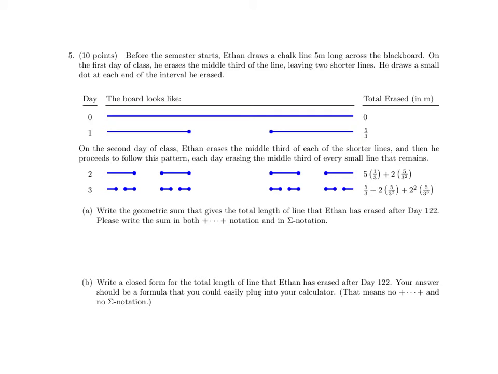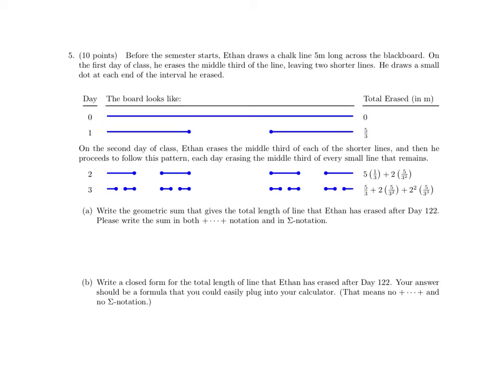So here, he erases a third of 5/3 and another third of 5/3, so 2 times 5/3 squared. And then on the next day he erases a third of 5/3 four times over. So that is 4, right, 2 squared times 5/3 cubed. And you can see that there's a pattern written over here, and that's intended for you to get an idea that this is a geometric sum.